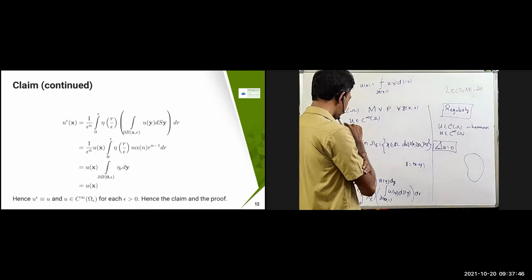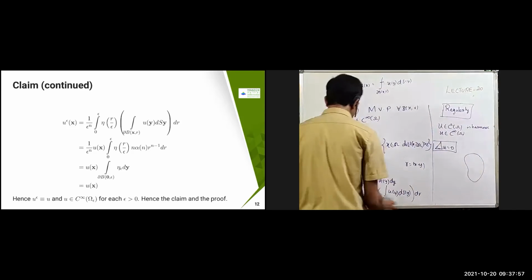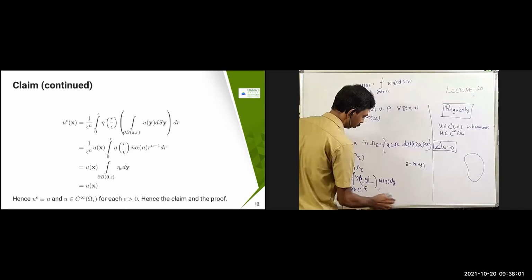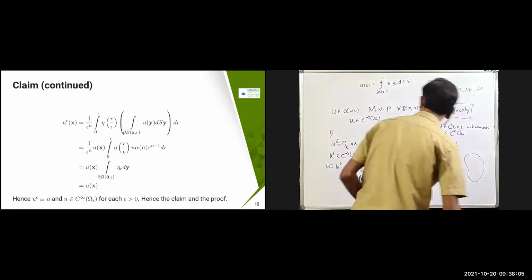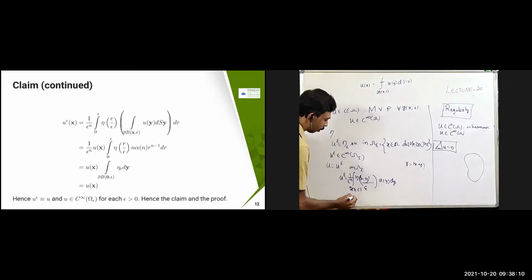There's a mistake I committed. Sorry, I made a mistake here. I will explain again. Fine. This is the mean value property. Now with the bar it is there. So I made a mistake here.